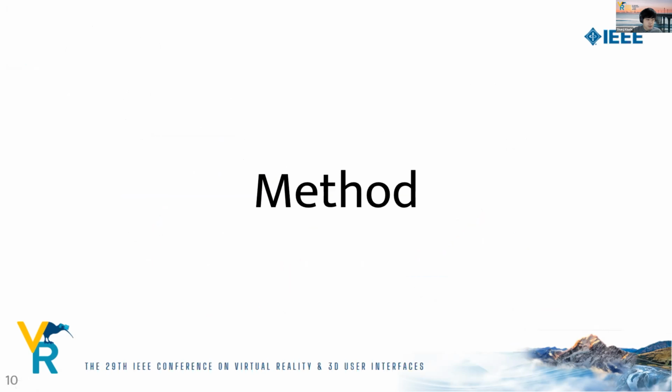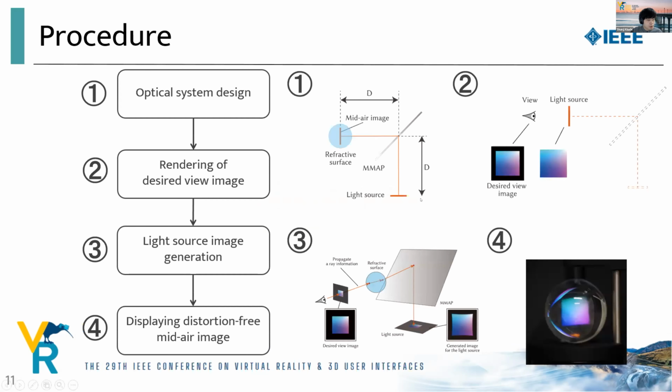Here, I introduce the compensation method of mid-air image by utilizing ray tracing-based simulation. The procedure to display a distortion-free mid-air image is divided into 4 steps. First, optical system design. Second, rendering of the desired view image. Third, generation of the light source image that cancels out the distortion. Finally, display the mid-air image using the generated light source image. Here, we implemented the first to third steps in ray tracing-based simulation.